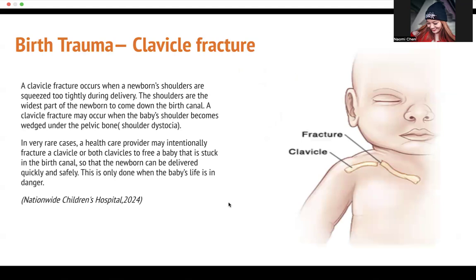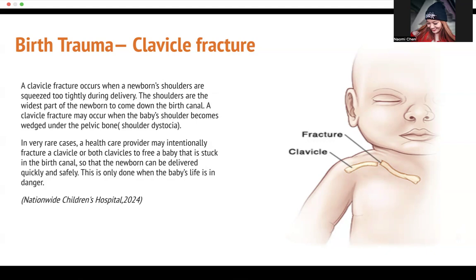Birth trauma, clavicle fracture. Clavicle, also called collarbone, they are the same thing. So a clavicle fracture occurs when the newborn's shoulders are squeezed too tightly during delivery. The shoulders are the widest part of the newborn to come down the birth canal. A clavicle fracture may occur when the baby's shoulder becomes wedged under the pelvic bone, shoulder dystocia.